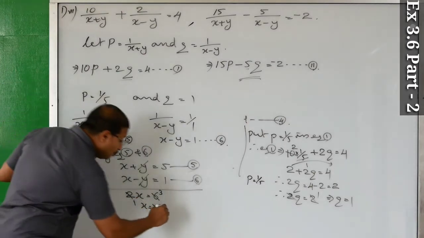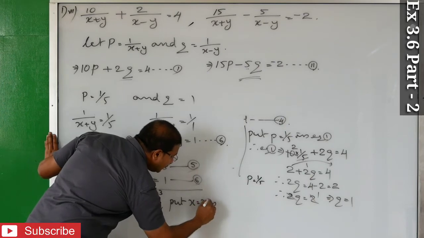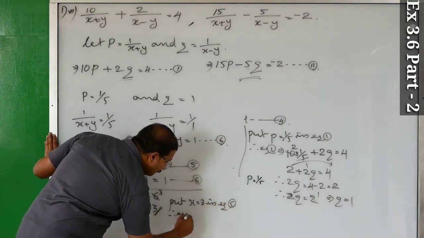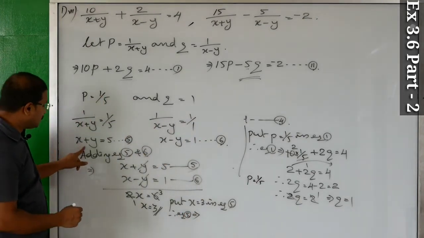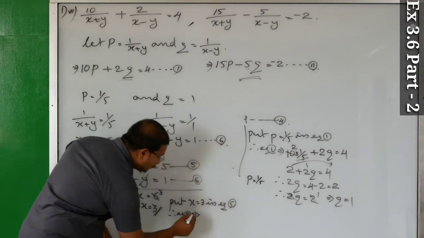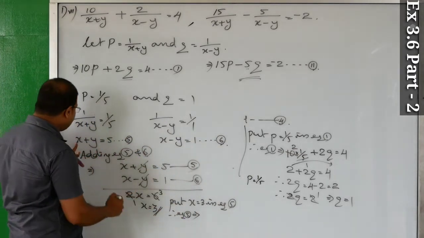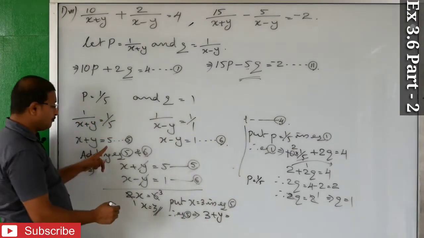Ready? Now what will you do? Put x equals 3 in equation 5. Therefore, equation 5 implies, see the fifth equation: x plus y is 5. So in place of x, we'll write 3. That means 3 plus y equals 5.